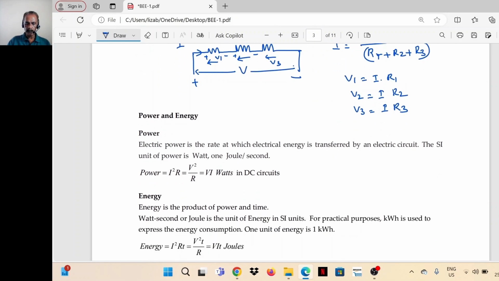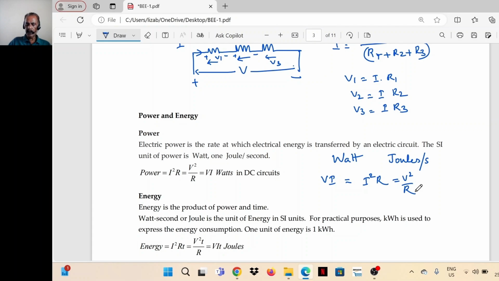Then power. So in DC networks, power is the product of voltage and current. The unit is watt. Also, it is equal to joules per second. So the equation for power is VI, but V is equal to I into R, so you can write it as I square R. Or, I is equal to V by R, so it is also equal to V square by R.